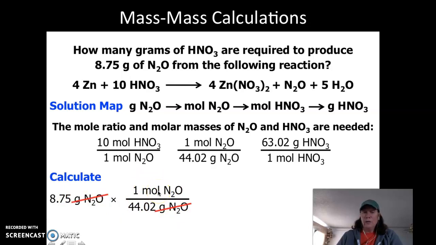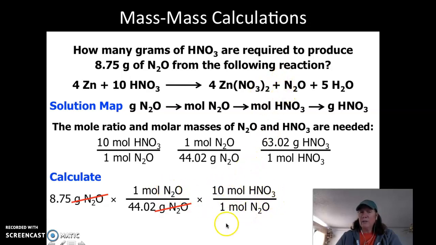Now I do my mole ratio from my balanced equation. Moles are what I'm trying to get rid of on the bottom. Moles are what I'm trying to find on top. I got nothing here, so that's a 1, and I got a 10 here. So now what I did was I got rid of moles of N2O, and I got moles of HNO3.